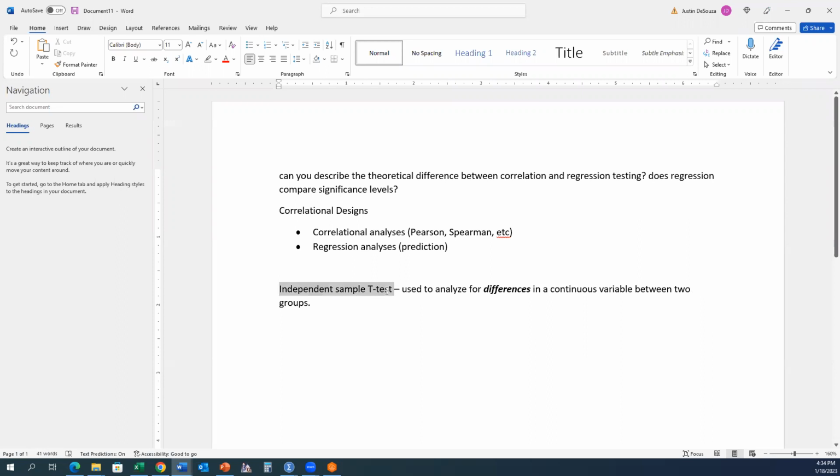So an independent sample t-test is used to look at differences in a numeric factor between two groups. There are multiple types of t-tests. You know, there's also paired sample t-tests. That's looking for pre and post differences in a continuous variable. There's also a one sample t-test that's not used often, but that's an option as well.